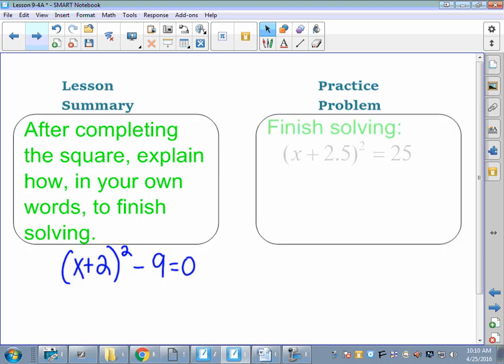And here's your practice problem. Just like the one that I just wrote down for the lesson summary, if you want to explain how to finish solving the practice problem instead, you could do so or use the one that I wrote down. You've got some options there. Finish solving. So I'm actually looking for two possible answers for x for the practice problem. So go to the top of the back side of this page and follow the examples or follow the steps.